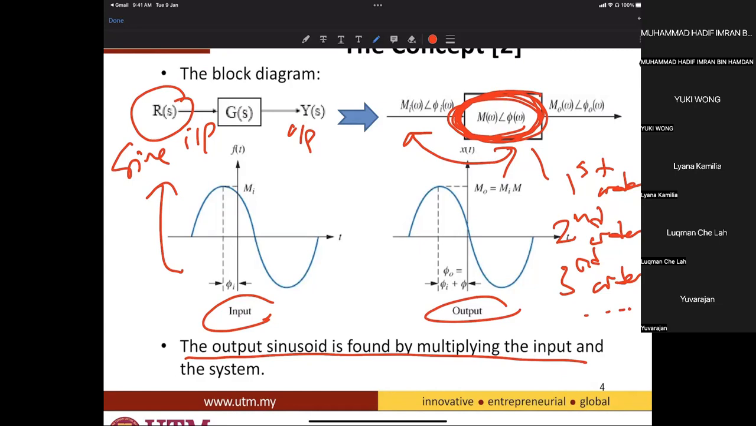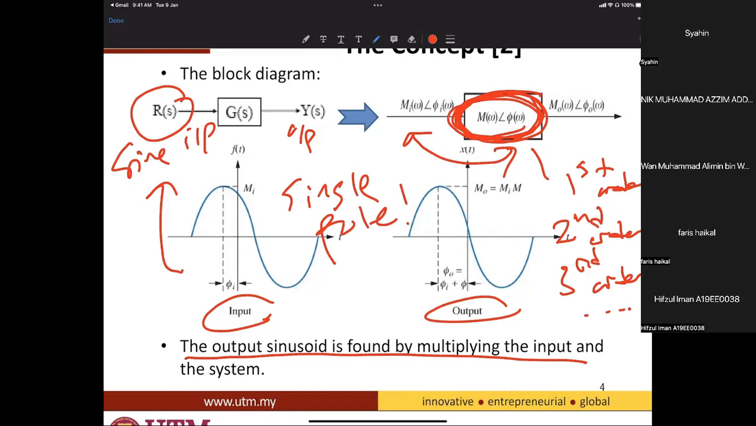Only got one, the system that has one pole, single pole. Can you repeat again? The system that has one single pole.